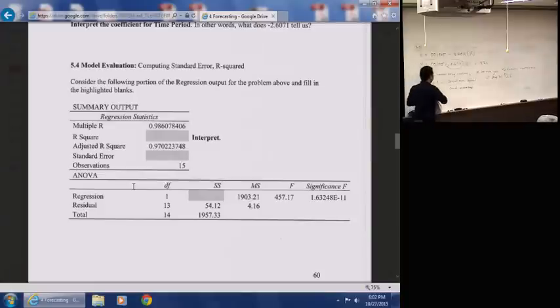So R square equals 1 minus 54.12, the sum of square error. And the last part that you need is the sum of square total. The sum of square total is nothing but this number, because this is sum of square total, and the total is 1957.33. Then you can compute the R square.